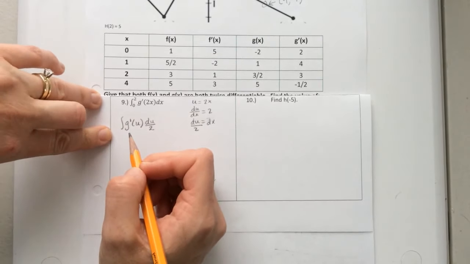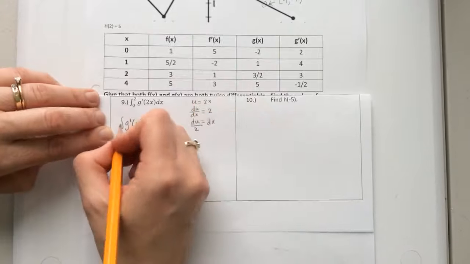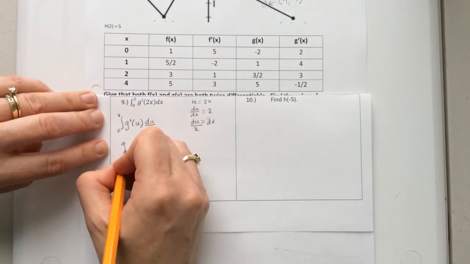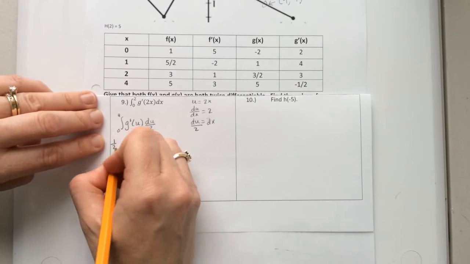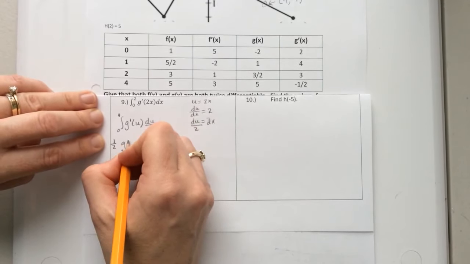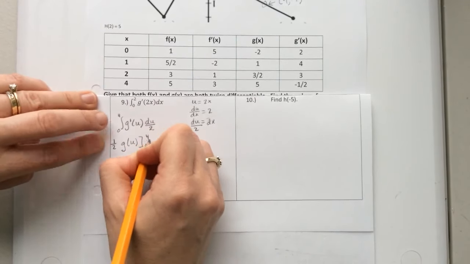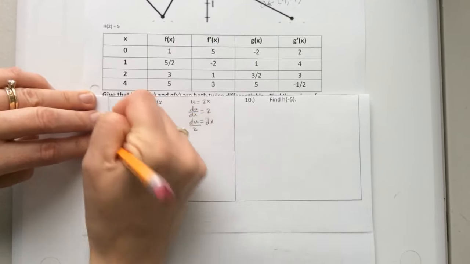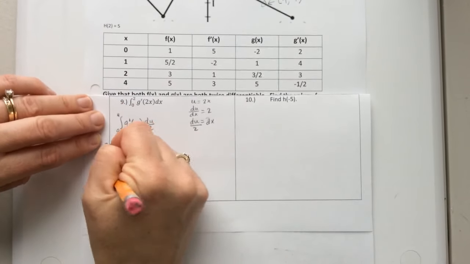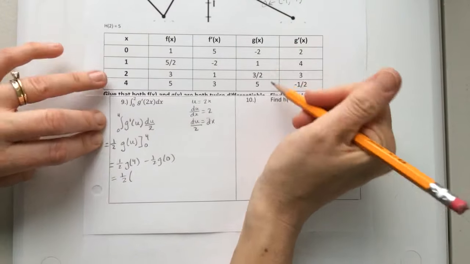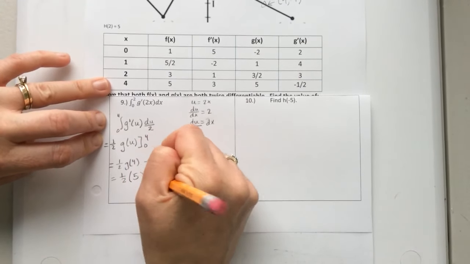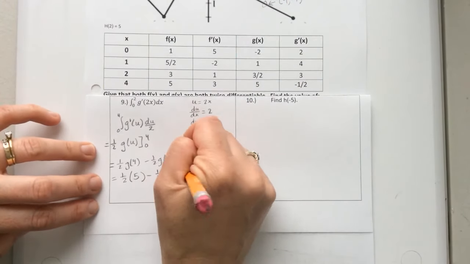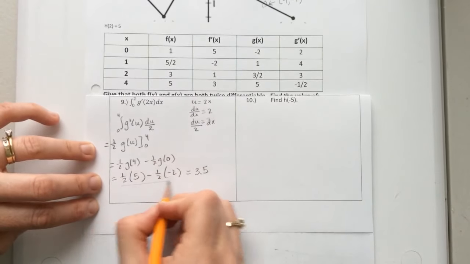So my endpoints started as 0 and 2. If I plug a 0 into 2x, I get a 0. But if I plug a 2 into 2x, I get a 4. So now I can anti-derive. I need 1/2 from the 2 here. I'm going to pull that out front. G of u from 0 to 4. So I need 1/2 g of 4 minus 1/2 g of 0, which gives me 1/2 g of 4 is 5, minus 1/2 g of 0, which is -2, for a grand total of 3.5. Again, this answer would be acceptable.